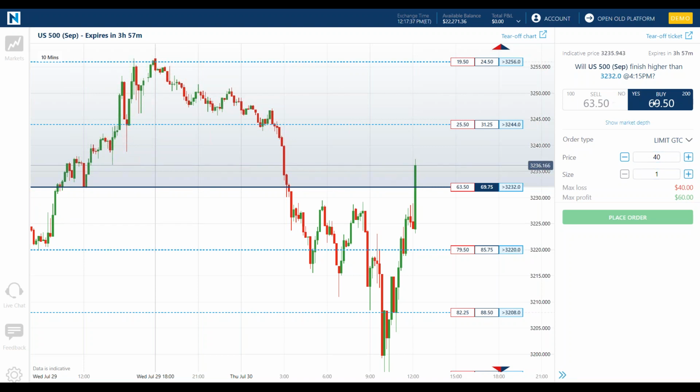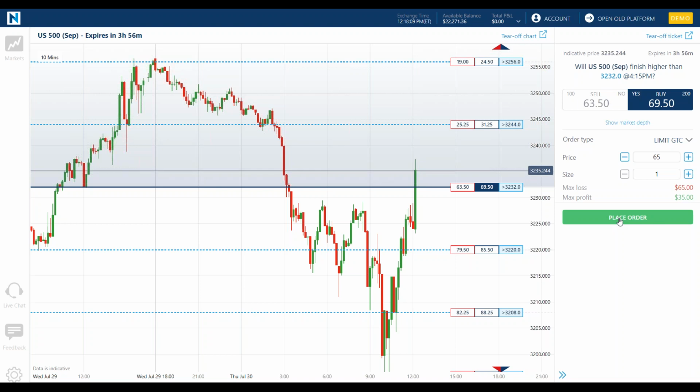Now, my 40 is no longer a good price, so let's use 65. That's right in the middle here. The market's giving a 65% chance that it will finish above 32.32. And on our order ticket, it tells you exactly what your potential profit and your potential loss are. Everything is calculated for you beforehand. If I paid 65, it's a 65% probability that it will finish higher than 32.32. And let's go ahead and place that order.